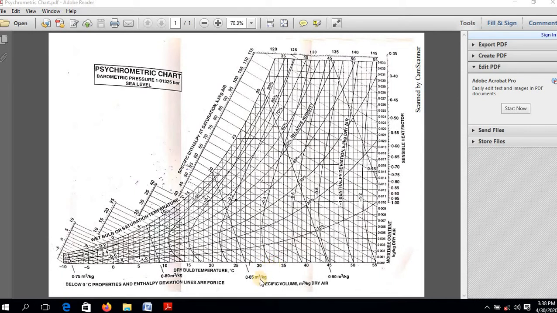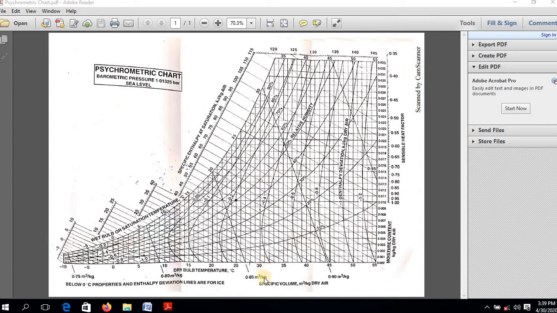Let us say, for example, 25 degrees Celsius wet bulb temperature and 60% RH. What is the value of dry bulb temperature? This is 25 degrees Celsius wet bulb temperature and 60% RH, so this is the 60% RH line. And the dry bulb temperature around here is about 31.5 degrees Celsius.